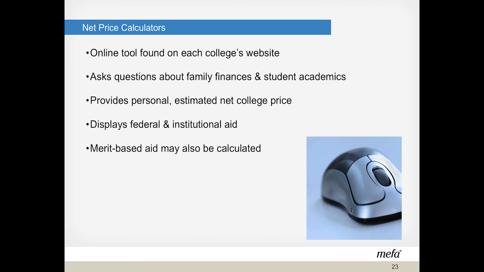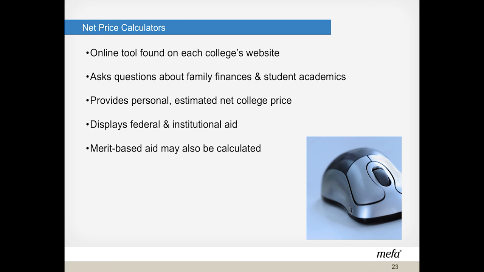Wanted to mention one tool called net price calculators, and these give an estimate of what your family would receive in financial aid at a specific school. This is an online tool. It's found on every college and university website. It will ask you questions about your family finances and student academics.